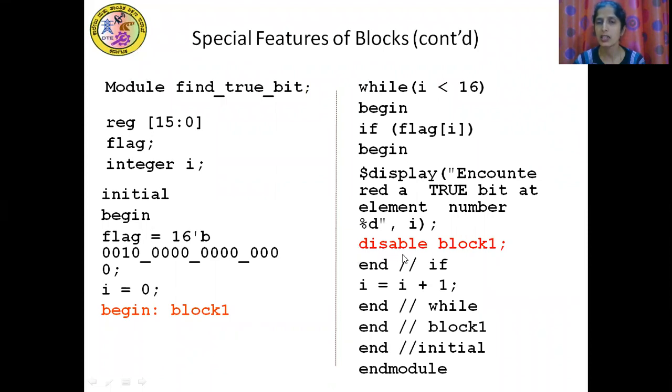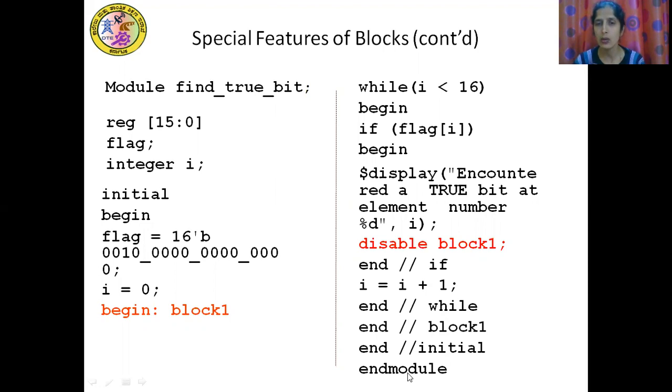And so we have written a statement disable block 1. Block 1 is the name of the block. Now it will disable this while loop. So the disable keyword is going to disable the while loop, so further I is equal to I plus 1 will not be executed. Finally the block 1 will be disabled, that is, the while loop will be exited. And this end is for block 1 and this end is for the initial block. And the code ends with the keyword end module.